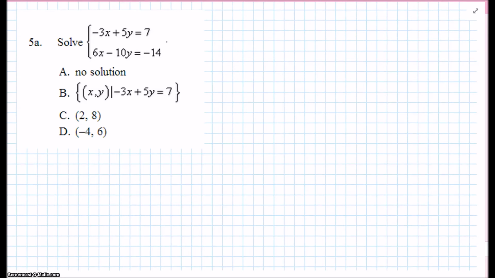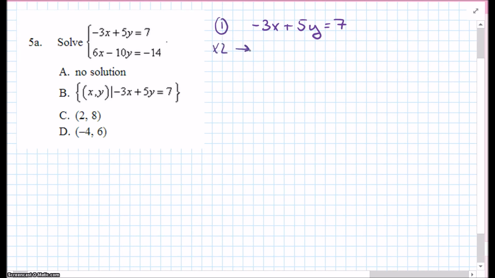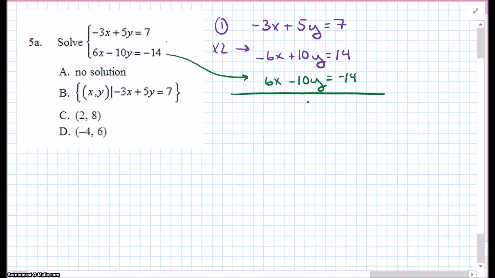3x plus 5y equals 7 and 6x minus 10y equals negative 14. So let's look at the first equation, 3x plus 5y equals 7. Let's multiply that equation by 2. So what are we going to get? Negative 6x. Again, we're just going to multiply each term by 2. Plus 10y equals 14. All right, what was our second equation? We're going to write it right here. 6x minus 10y equals negative 14. So we're going to get 0 equals 0. So it must be the same line.